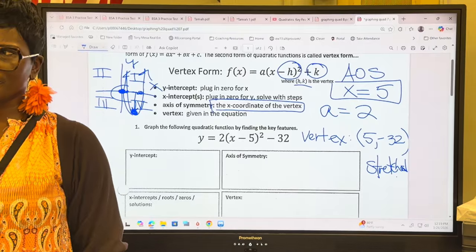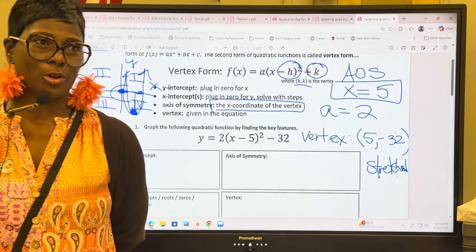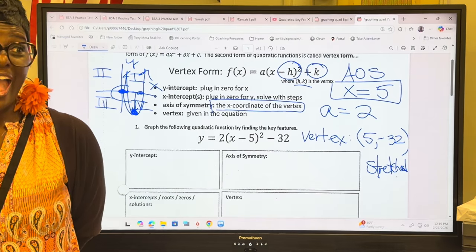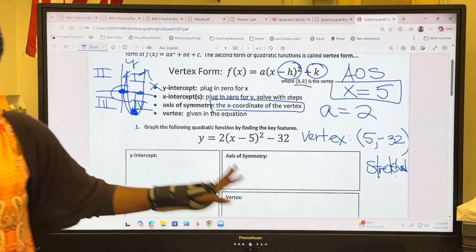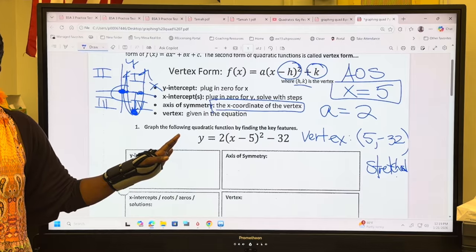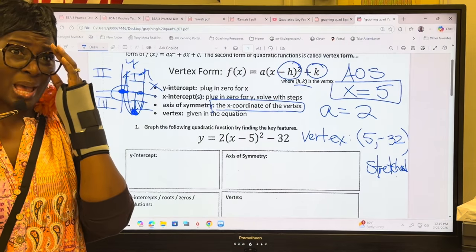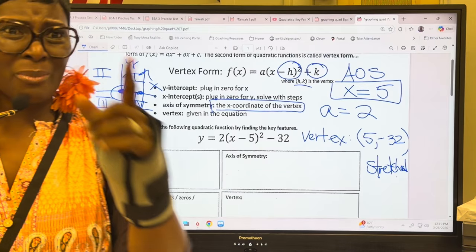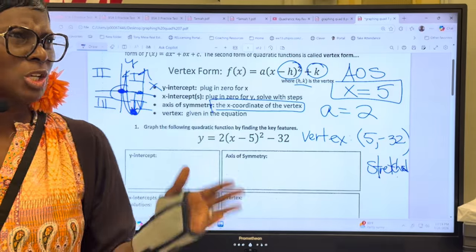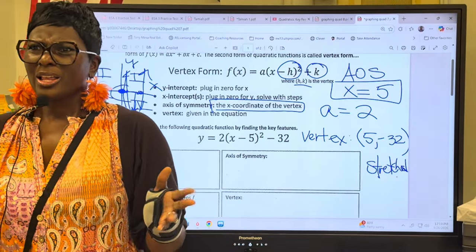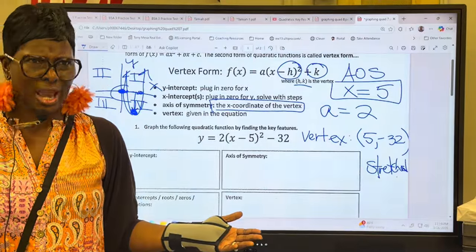Now, what if I told you that you have a vertex of 5, negative 32, and you have no solutions? Your vertex is the same, 5, negative 32. But I'm telling you there were no solutions. What does that mean? That means it didn't touch the x-axis, which means what? There's no solution, but that means what about my equation? What in my equation would have to change?